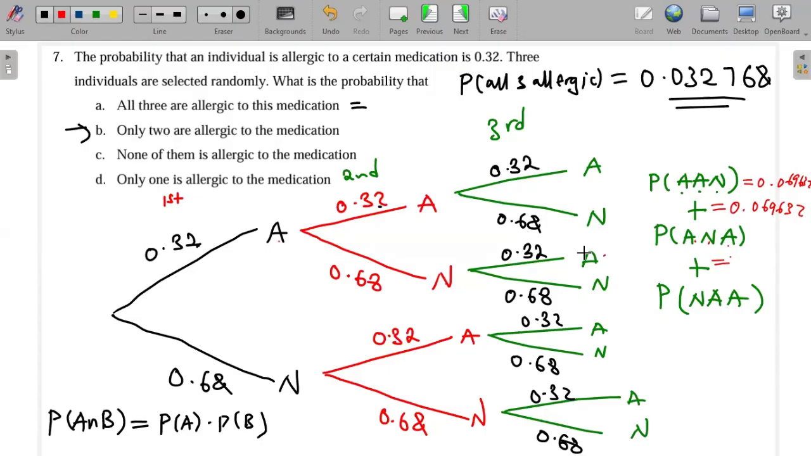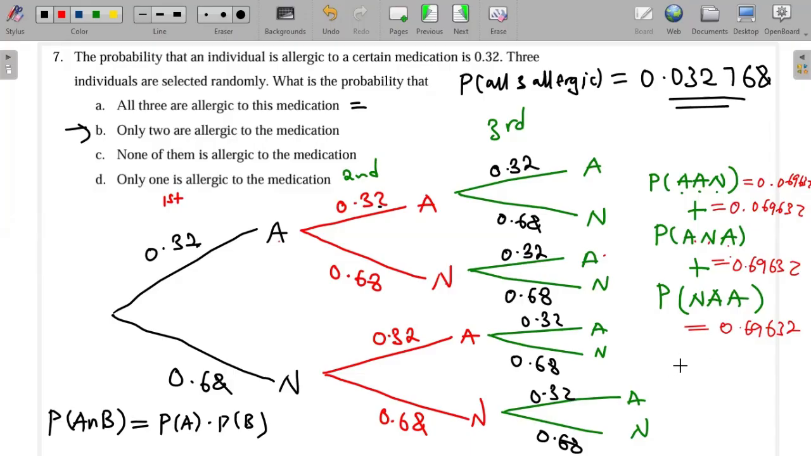So 0.32 multiplied by 0.68 multiplied by 0.32. You see, I'm just going to get the same answer here because I'm multiplying the same probabilities. And even here it will be the same because this is 0.68 and then 0.32, 0.32. So I get the same. Okay. And then I just add them now to get the final answer.